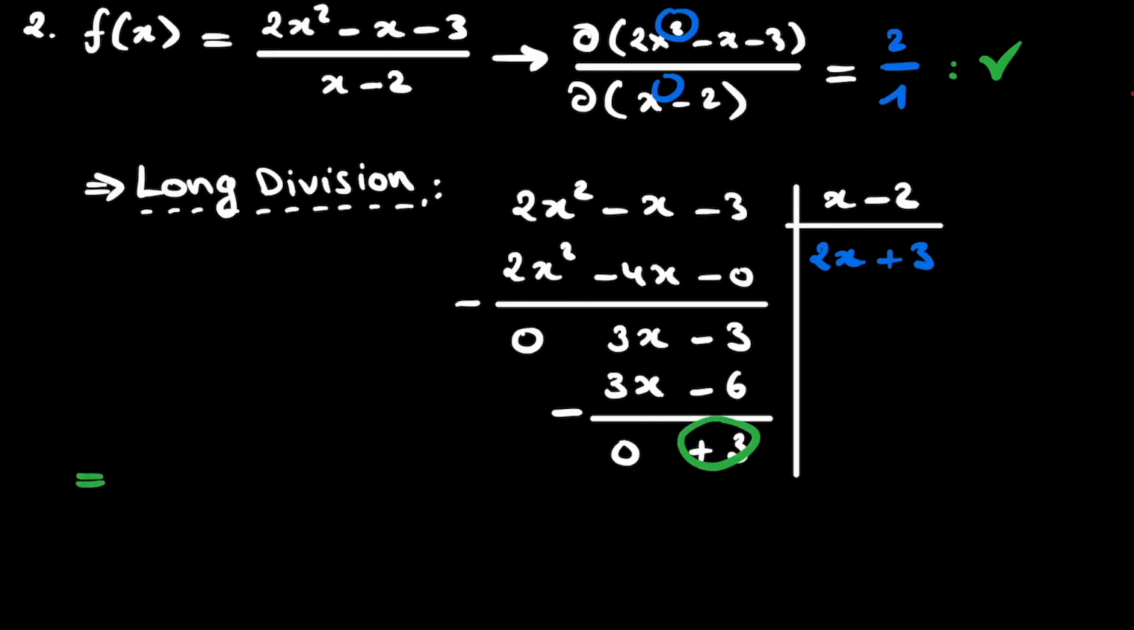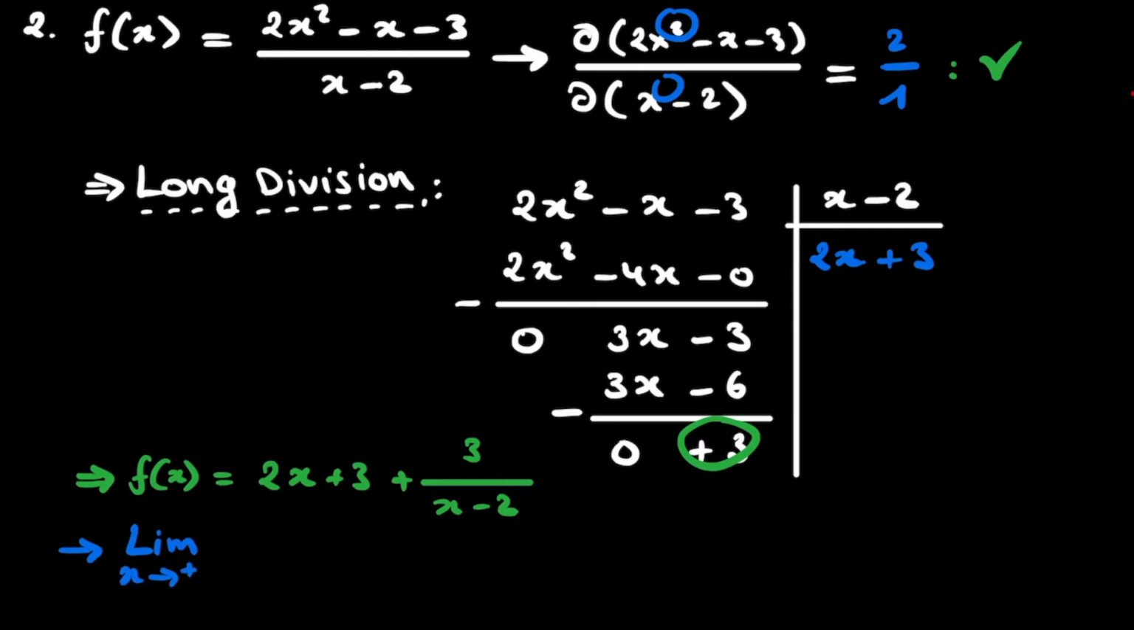So what we found from this long division is that our function, f of x, can be written as follows. We have the result of our long division, 2x plus 3, plus our rest term, which is 3 divided by our original polynomial, x minus 2. And now as the last step, we can perform our limit of x going to plus or minus infinity of exactly this function, 2x plus 3 plus 3 divided by x minus 2.